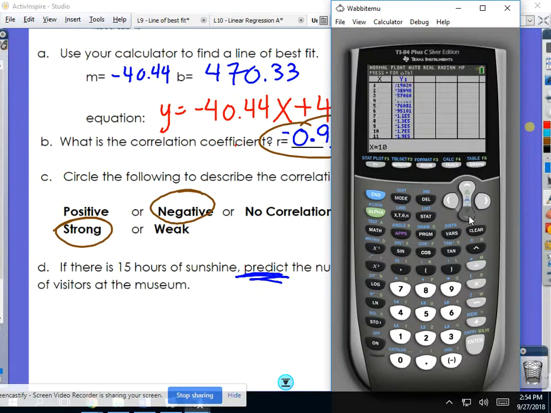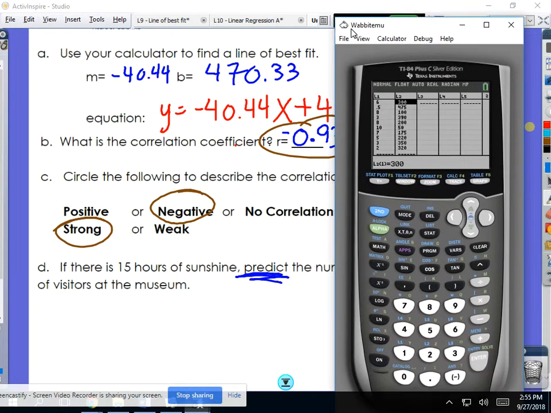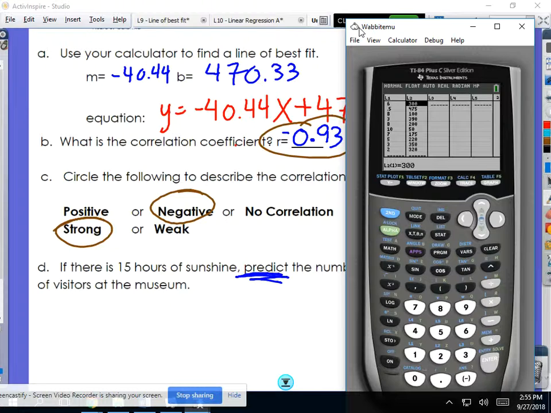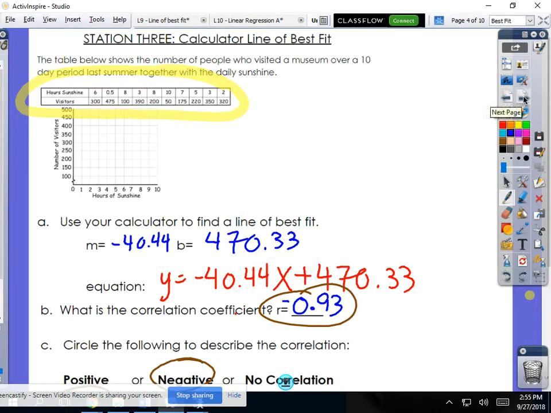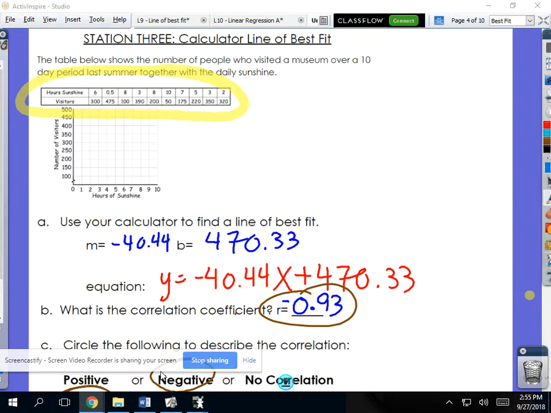So now that I'm asking for 15 hours, I can scroll down here and see that if there were 15 hours of sunshine, I think something is wrong in this equation. Let's check my data real quick, see if this matches what we're looking at. Scroll back up here, make sure this is good to go. Those are hours of sunshine. The more hours of sunshine, the better. So hopefully I've typed everything in correctly.